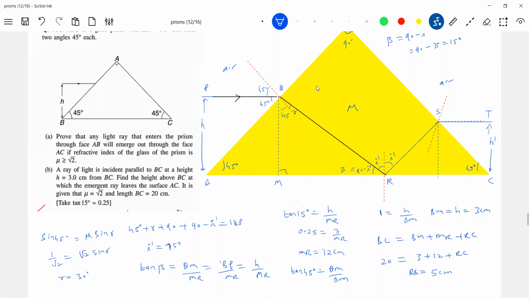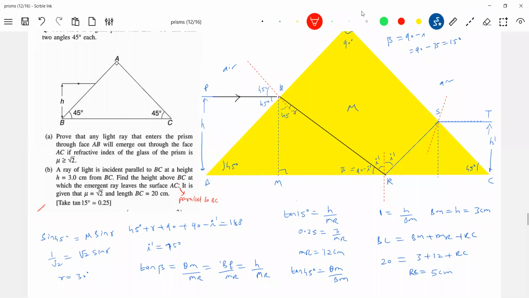I think you should say the emergent ray leaves the surface AC parallelly. You should have said so. I think some data is missing. I'll add that data: the emergent ray leaves the surface AC parallel to BC. Then only it works, otherwise no use.